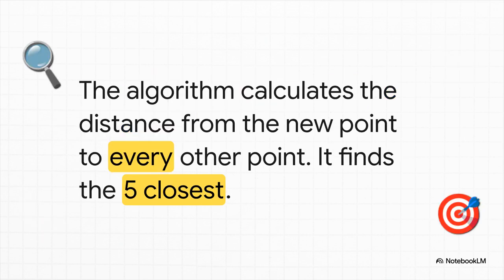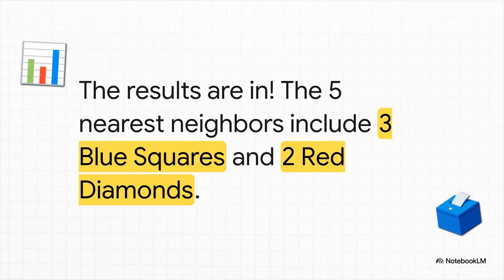All right, the algorithm fires up. It starts by measuring the distance from our little green circle to every single blue square and every single red diamond. It's a brute force approach. It checks them all. And after all that math, it sorts them and finds the 5 closest ones. And here's what it found. In that inner circle of 5 closest neighbors, we have 3 blue squares and 2 red diamonds.